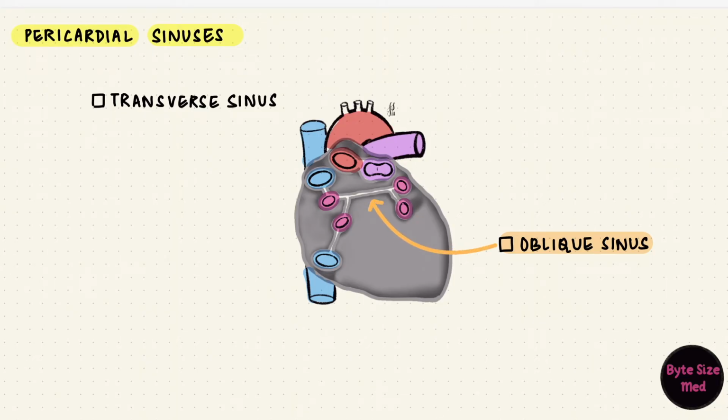So that would be here. It forms a little cul-de-sac. The transverse pericardial sinus is up here. Now it goes behind the aorta and the pulmonary trunk and in front of the superior vena cava. It's like it separates the arteries from the veins. Those are the two sinuses. So we got the transverse and the oblique pericardial sinus.